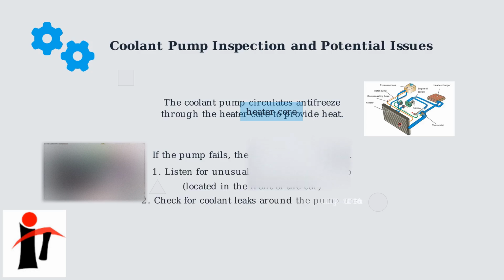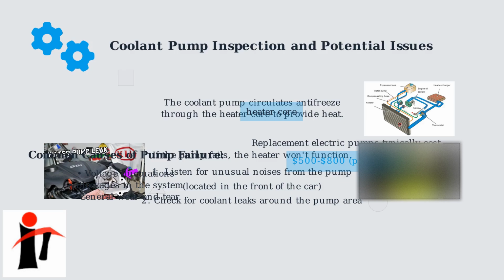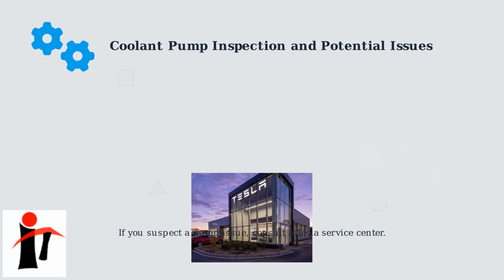To inspect the coolant pump, first listen for any unusual noises coming from the front of the vehicle where the pump is located. Then carefully check the pump area for signs of coolant leaks. Common causes of coolant pump failure include electrical voltage fluctuations, blockages in the cooling system, and normal wear and tear over time. If replacement is needed, electric coolant pumps for the Model 3 typically cost between $500 and $800 for parts only. Due to the complexity of the electric vehicle system and safety considerations, if you suspect any issues with the coolant pump, it's best to have it inspected and repaired at an authorized Tesla service center.